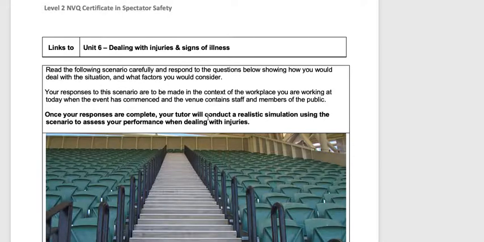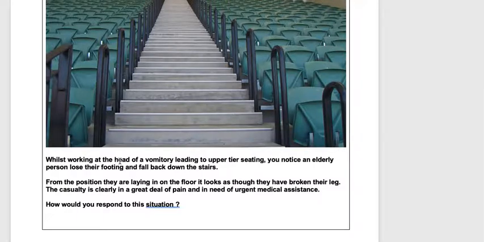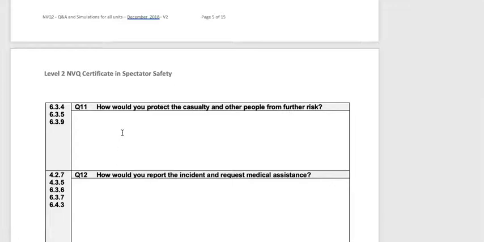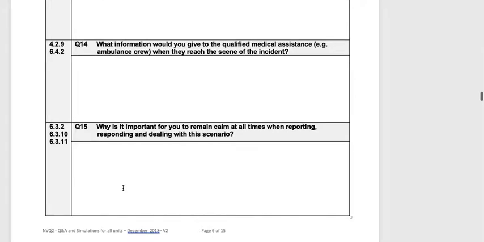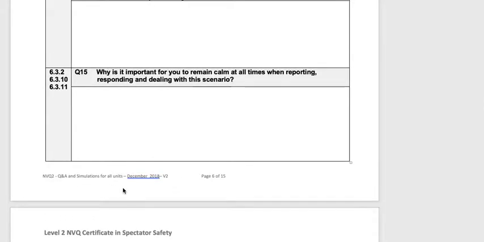The biggest one you're going to come across is going to be, again, the scenario-based, where we have this narrative. So obviously you read the narrative, and this is what's happened. So in the vomitory, leading to the upper tier, an elderly person loses their footing and falls back down the stairs. That is an emergency situation. So again, questions 11, 12, 13, 14 and 15 will all be around that particular scenario. So you'd answer it in terms of what you would do, not what the textbook says, what you would do in that situation. Okay. So why is it important for you to remain calm at all times when reporting, responding, doing this scenario? Well, because you might have family members around, etc., etc.